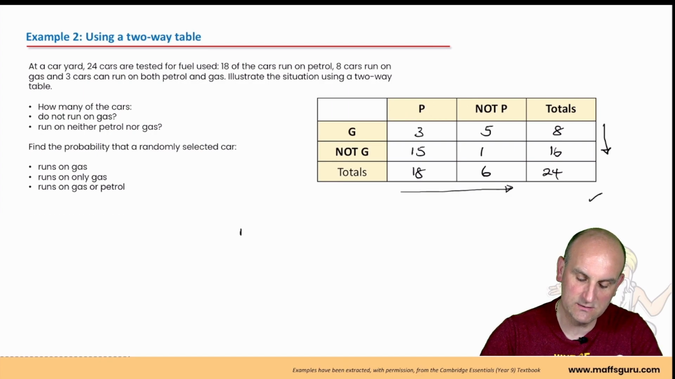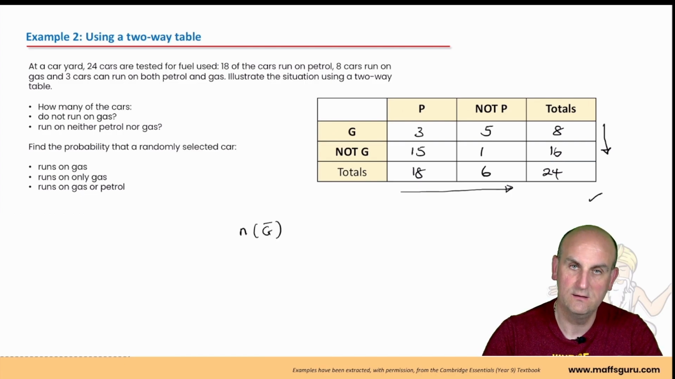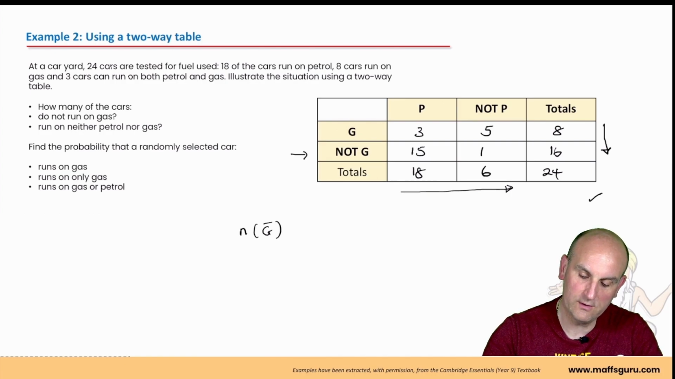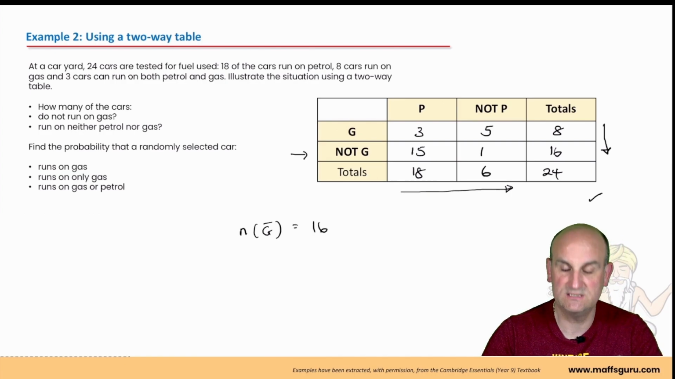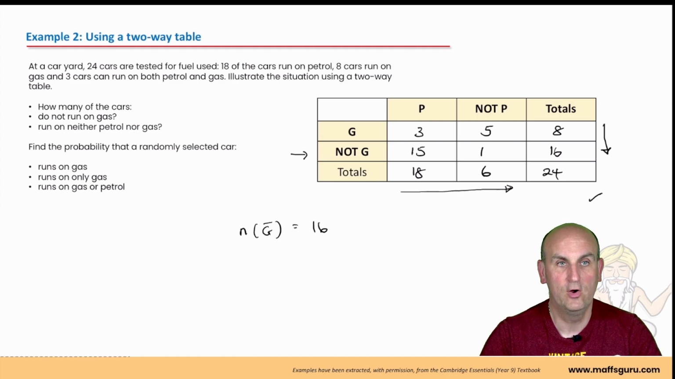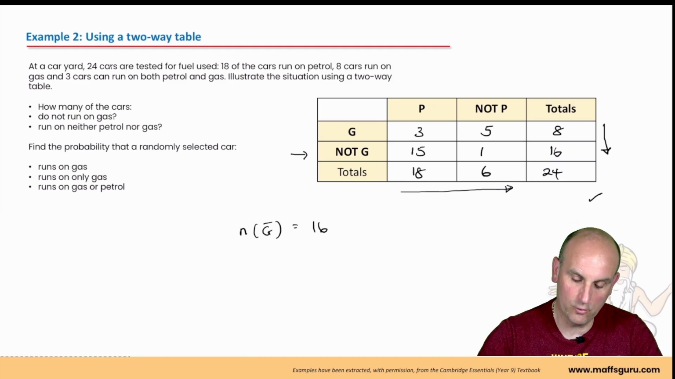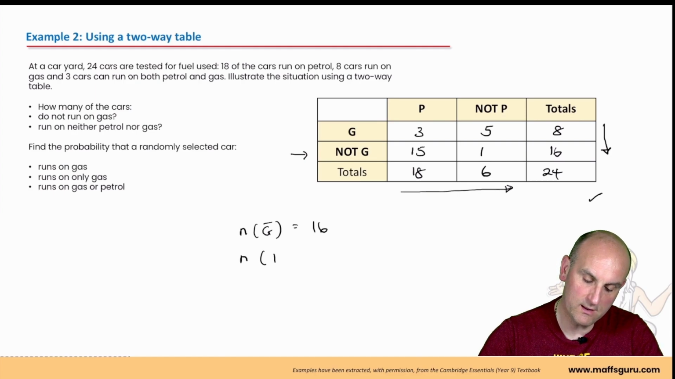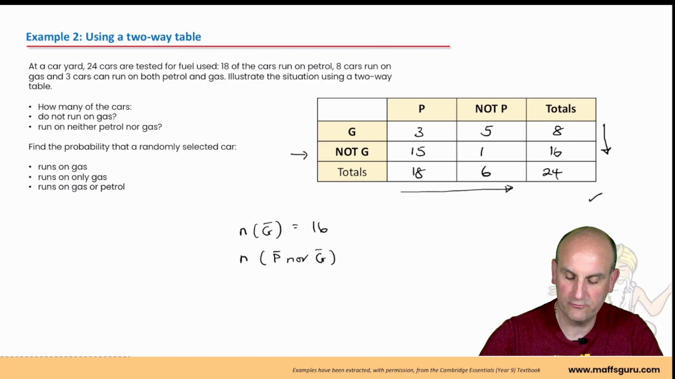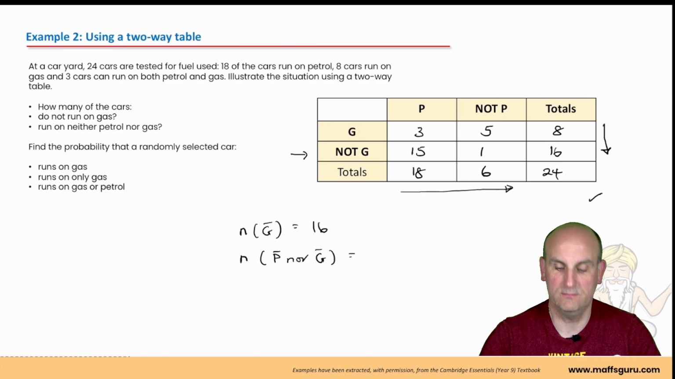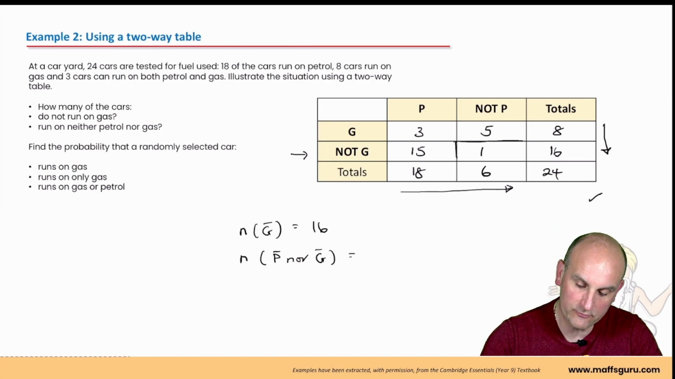do not run on gas? So the number who do not run on gas. So not gas is this one here. Total number of cars would be in that situation 16. I'm just going to read that number off of the total. Run on neither petrol nor gas. So the number of neither petrol nor gas. Not petrol, not gas. Well, this is the number here. So the ones that are not petrol and not gas is going to be 1. Well, it's just 1, because I want the number of.